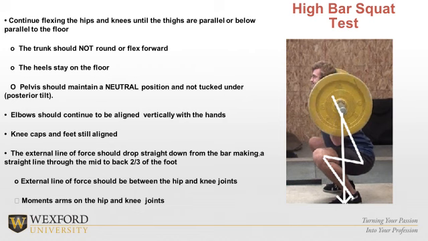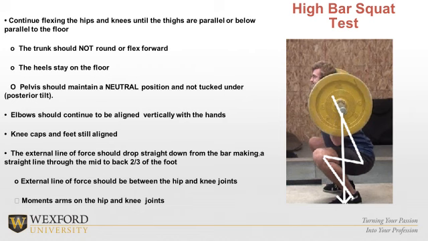But look at the trunk. It's upright. You have to maintain this position. The trunk should not round or flex forward too far. The heels stay on the floor. The pelvis should maintain a neutral position and not be tucked under, which is a posterior tilt. Elbows continue to be aligned vertically with the hands. If you notice in that picture, his elbows haven't moved. They're still in the same position as he started in. Kneecaps and feet are still aligned. The external line of force should drop straight down from the bar, making a straight line through the mid to the back two-thirds of the foot.